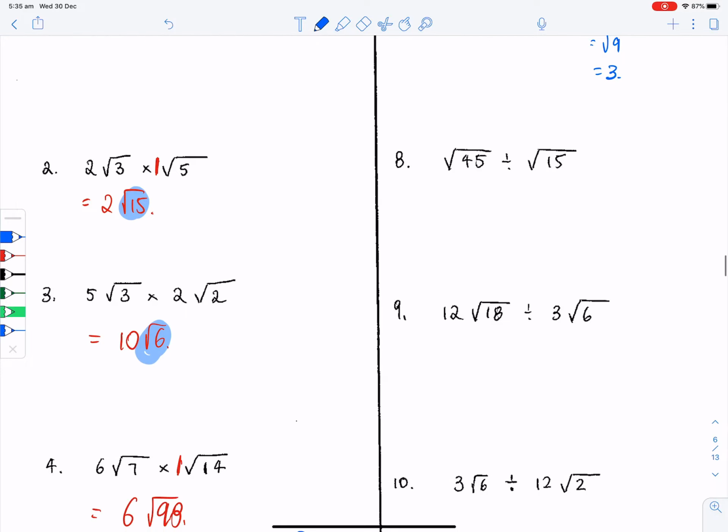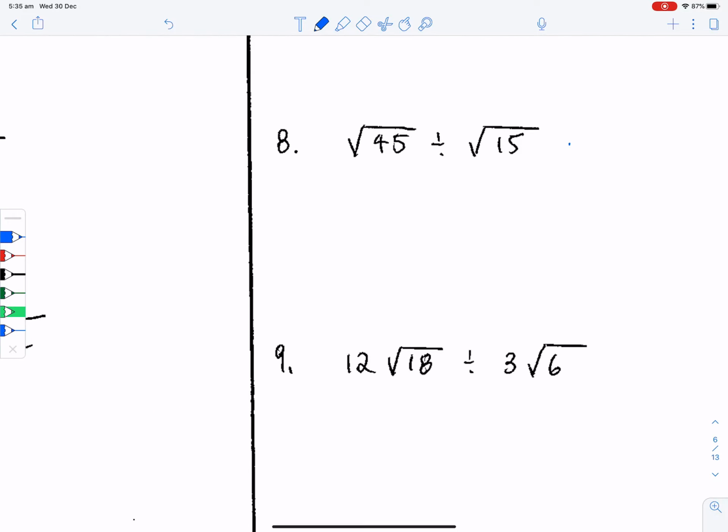Question 8 now, root 45 divided by root 15. We can rewrite this as 45 divided by 15, which is root 3, and that's complete.